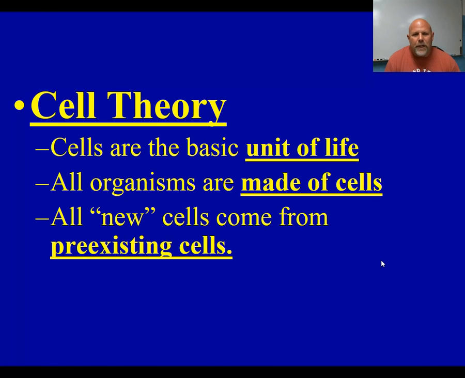Secondly, all organisms are made of cells. So at least all the organisms we have found so far have been made up of cells. And then last, all new cells come from pre-existing cells. That doesn't answer the question of where the first cells came from. We're not going to deal with that right now.